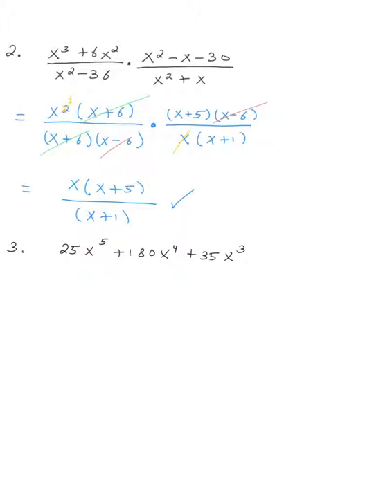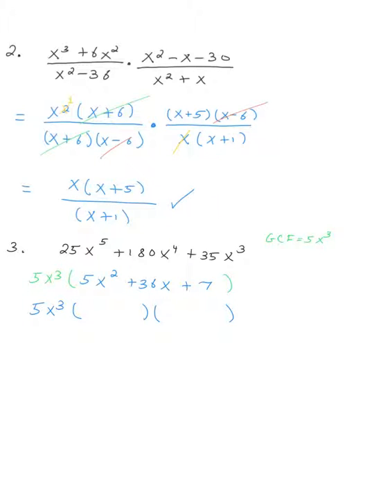All right, let's factor this expression. I'm first going to remove a greatest common factor, and it looks like I can take 5 as well as an x cubed out of every single term. And when I do, what is left over is 5x squared plus 36x plus 7.